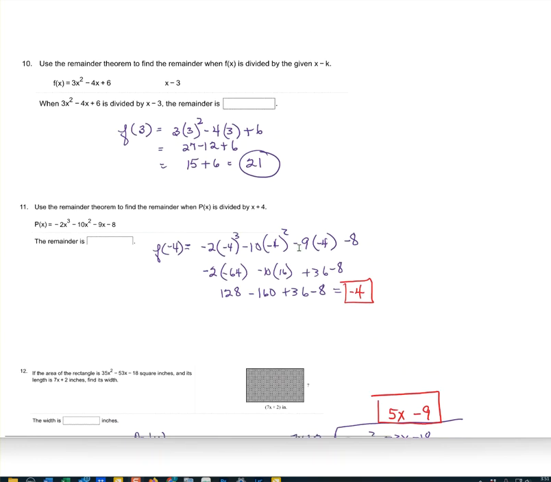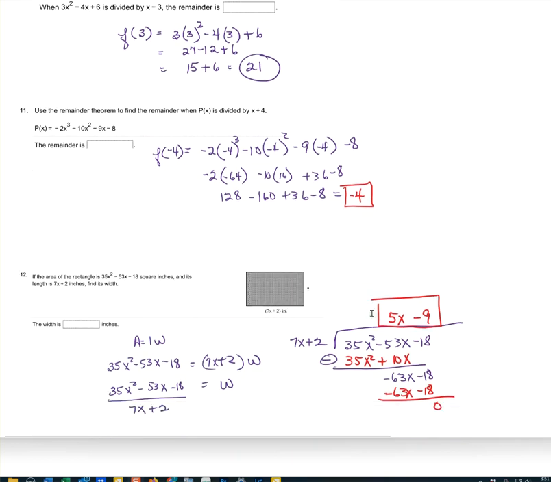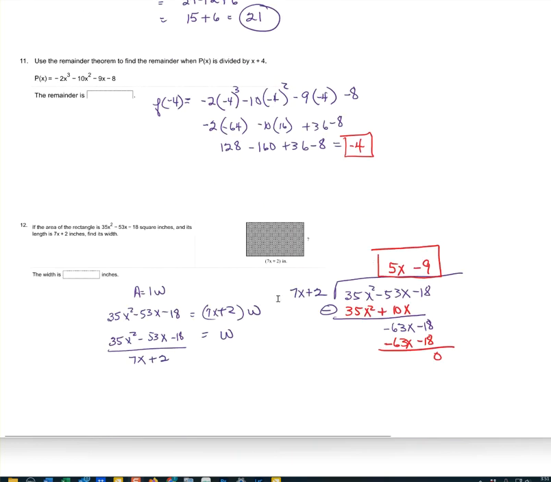Number 11, same idea, remainder theorem. If you're dividing by x plus 4, you do f of negative 4. You plug that in here, do your math, you get negative 4. Number 12, a little bit of an application problem. The area of this rectangle is 35x squared minus 53x minus 18, and its length is 7x plus 2 inches. Find its width.